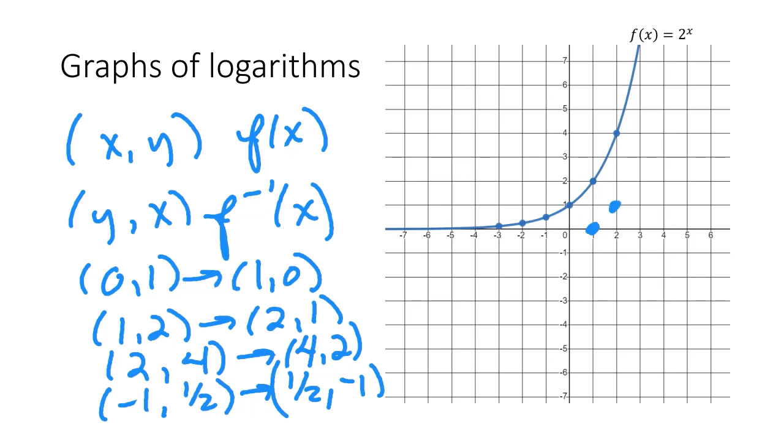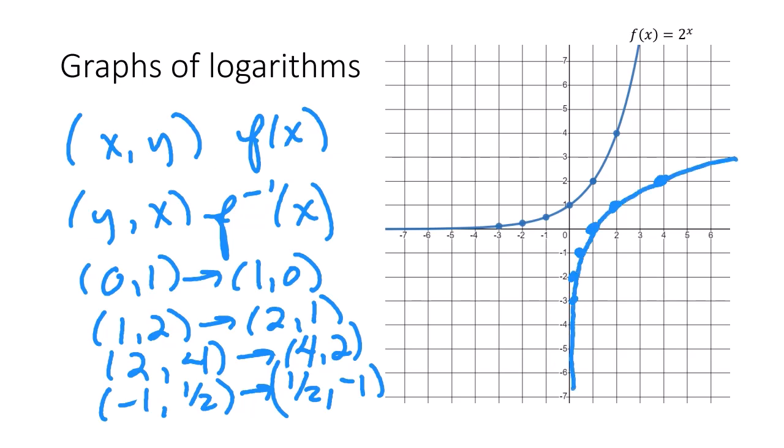This 1, 2 becomes 2, 1. Then I have 4, 2. I said if I have a half, it's negative 1. If I go to a fourth, it's negative 2. An eighth would be negative 3. So you have this graph that looks like this. So all I did was flip it.